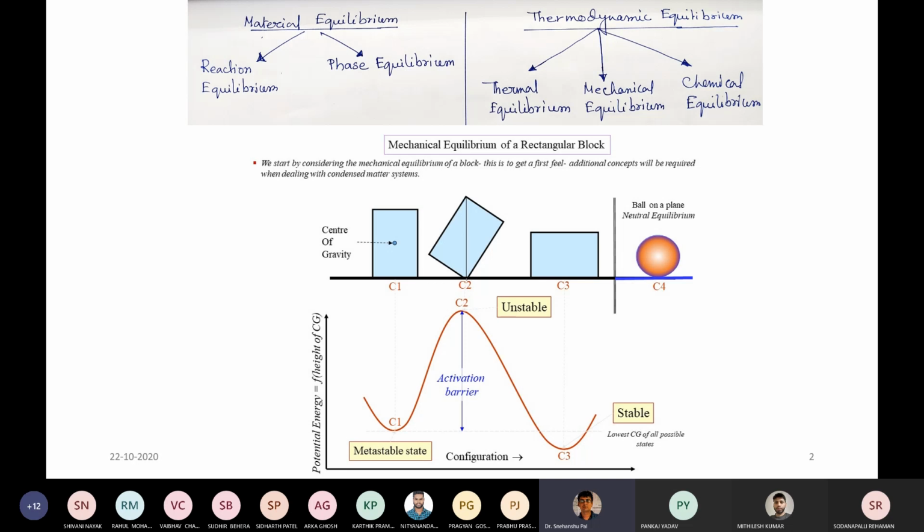And another thing, if you are on a plane, that is named as another different kind of equilibrium, that is neutral equilibrium. That we'll discuss later. But here our concentration is on understanding mechanical equilibrium. Then what we will do, we will try to correlate this kind of mechanical equilibrium with the concept of chemical potential. Okay.